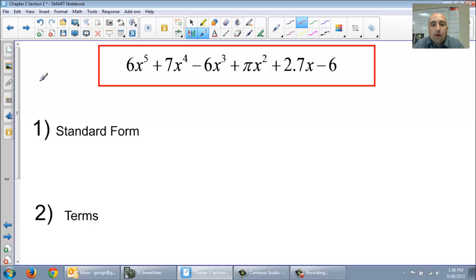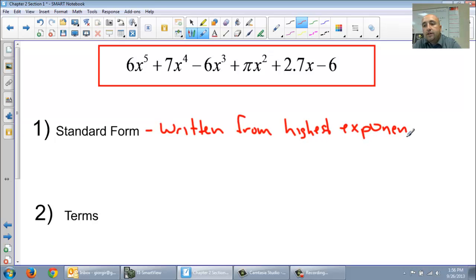The first vocabulary word that we're going to learn is what it means to be in standard form. Standard form means that your polynomial is written from highest exponent to the lowest. That would be the definition of a polynomial in standard form. If we notice, it goes from 5, 4, 3, 2, 1, and 0. So this is written in standard form.